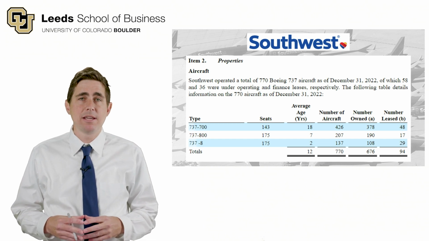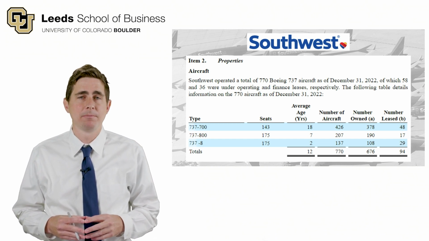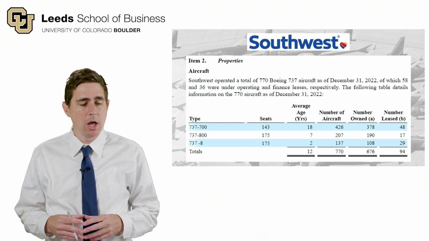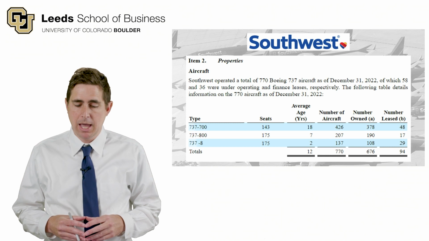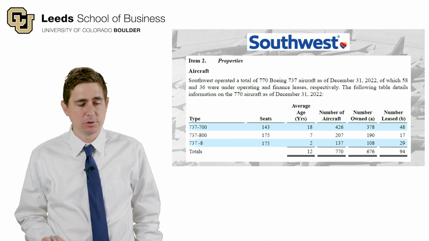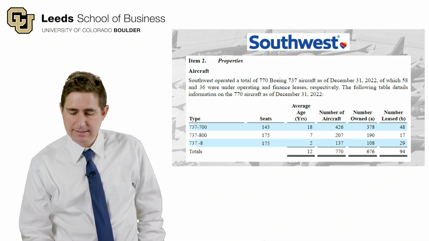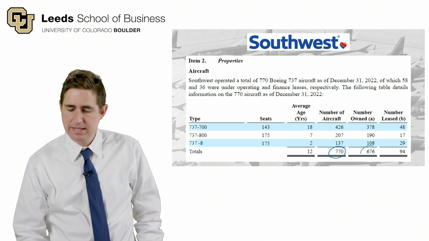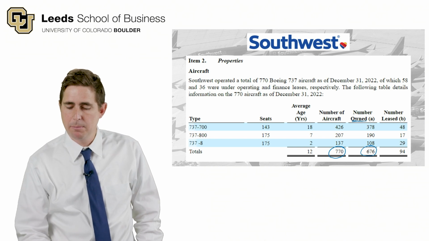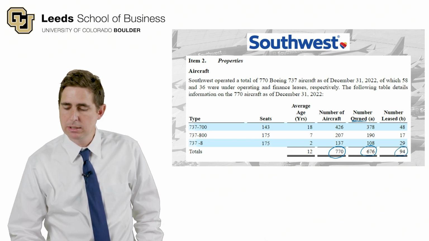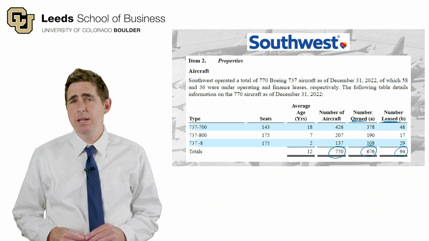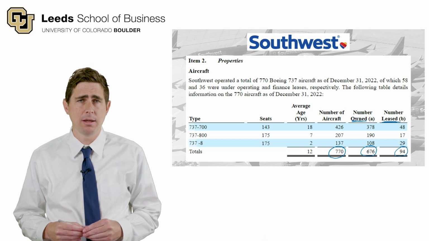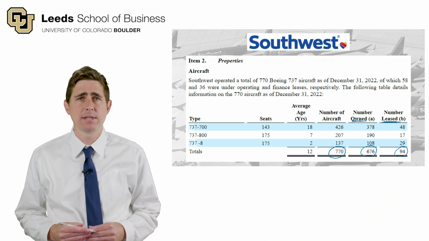One example is the airliner Southwest Airlines. Many of the airplanes that they use are leased. Here I'm showing you an excerpt from their 10K where they talk about their aircraft. And as you can see down at the bottom of this item 2 aircraft summary, they've got 770 aircraft that they use. 676 of them are owned by the company, and 94 of them are leased. And leased just means they don't own it, okay? They are using someone else's airplane and making payments for the right to use that asset.